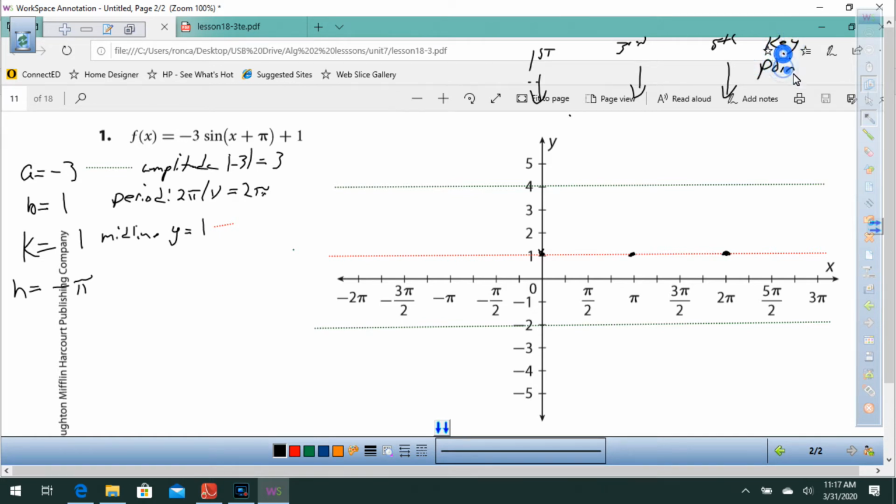Key points. All right. First, last, and then halfway in between. Now, what's halfway in between here? Pi over 2. But since we got a -3, it's going to go down, which means this one is going to be up. And let's see here.